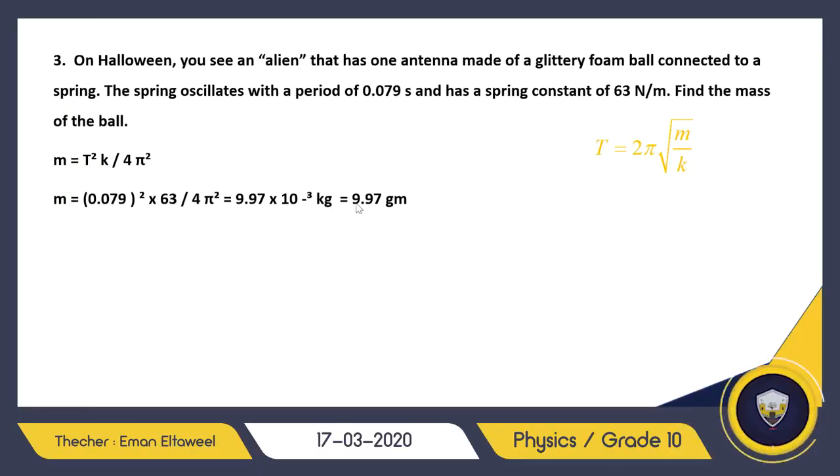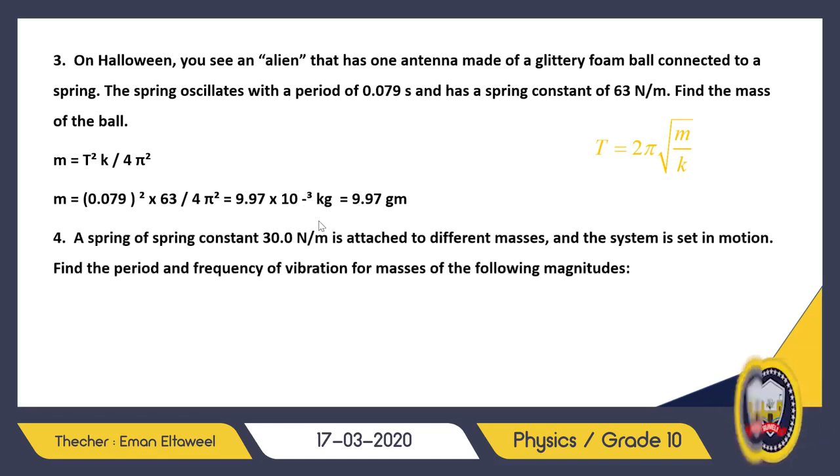It will be 9.97 gram, or it's okay, 9.97 multiplied 10 to the power 3 kilogram. Both of them are correct. Another one. A spring of spring constant 30 Newton per meter is attached to different masses, and the system is set in motion. Find the period and the frequency of vibration for masses of the following magnitudes.